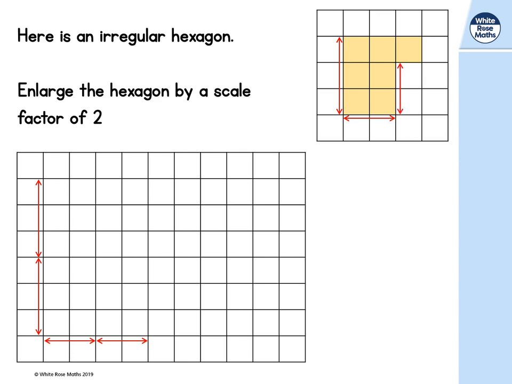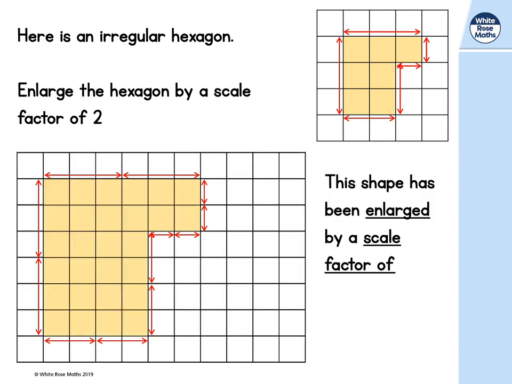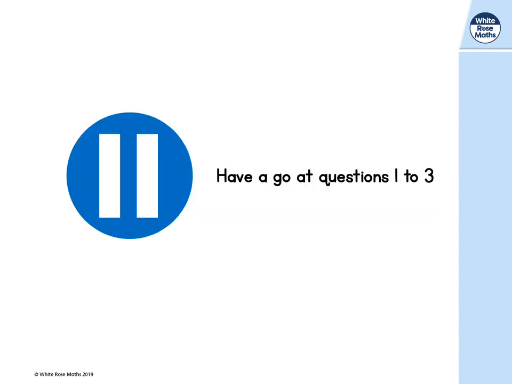Again, working our way around, the current side length is 2. Let's increase that by a scale factor of 2. The next side is 1. Let's increase that by a scale factor of 2. And again, 1 again. This time, another scale factor of 2. The top length, we can see, is currently 3. So a scale factor of 2 would increase it to 6. We can see our hexagon. And we now know that the shape has been enlarged by a scale factor of 2. It is twice the perimeter.